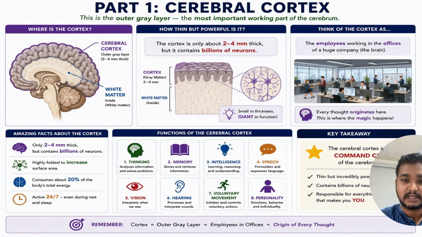Here are a few facts that every medical student should know. Although the cortex is only 2 to 4 millimeters thick, it contains billions of neurons. It is folded into countless ridges and grooves called gyri and sulci, allowing a much larger surface area to fit inside the skull. Despite representing only a small fraction of the brain's thickness, it consumes about 20% of the body's oxygen because its neurons are constantly active. Even while you're asleep, your cerebral cortex never completely shuts down.